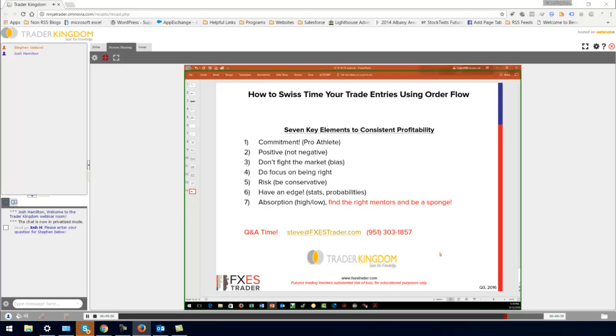These are the 7 key elements to consistent profitability. Commitment, positive, essentially your attitude. Don't fight the market, classic case of that today. Do focus on being right. Don't focus on your P&L. And then risk: be conservative, have an edge.